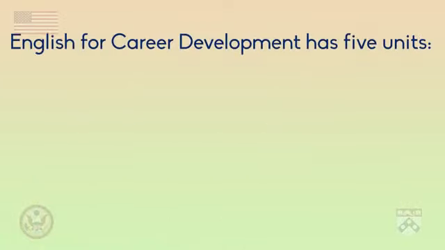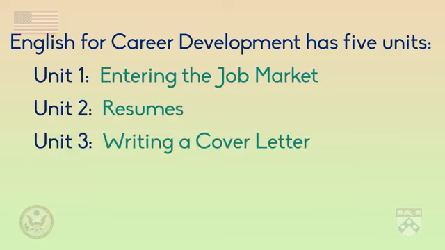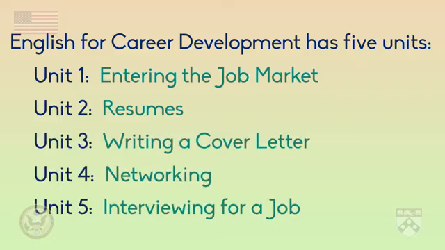In this video, we will introduce you to the structure and goals of this course. English for Career Development has 5 units. Unit 1, Entering the Job Market. Unit 2, Resumes. Unit 3, Writing a Cover Letter. Unit 4, Networking. Unit 5, Interviewing for a Job.